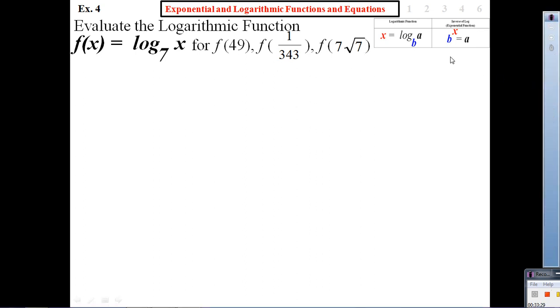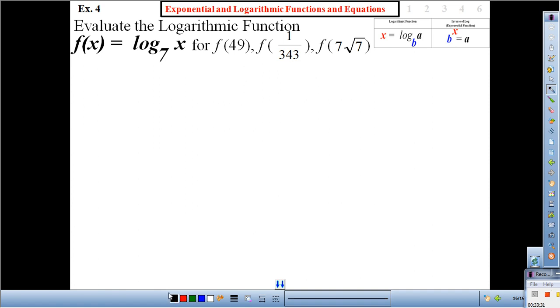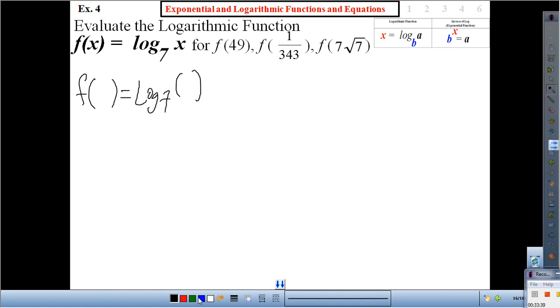All right, so I'm going to start with this one first. So I'm going to write f of x equals log 7 and then parentheses for the x. What value are we going to substitute? 49. So what do we know? I'm going to rewrite this side first. Log 7 of 49. Does this look familiar? Yeah.